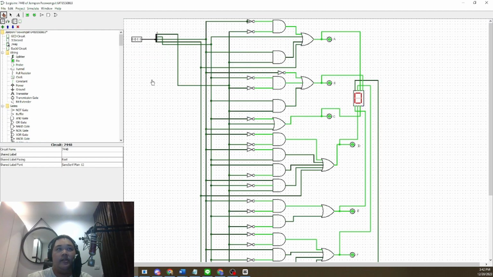And next one is the 7448 IC, which means a 7 segment display.